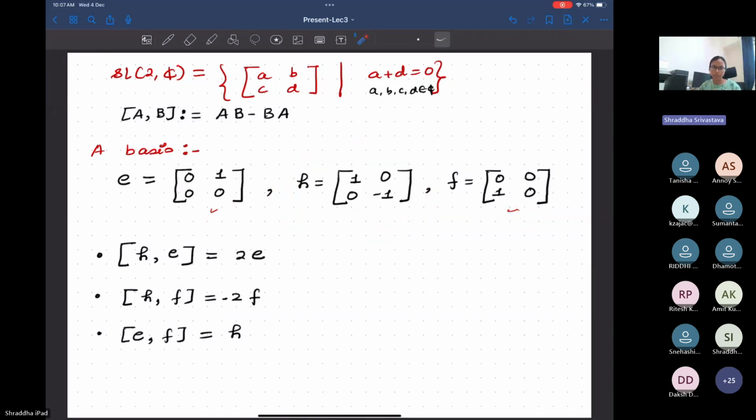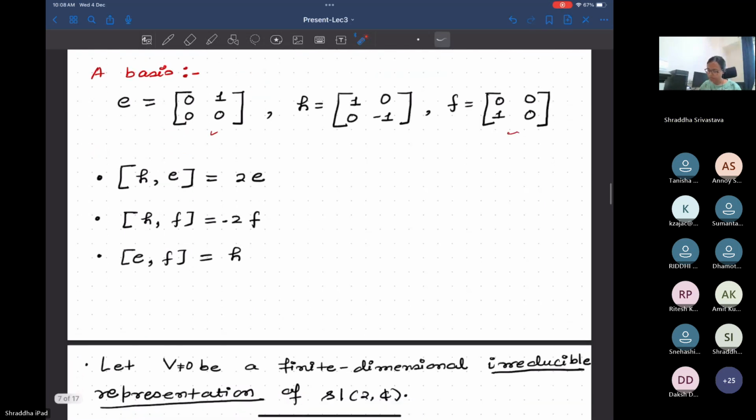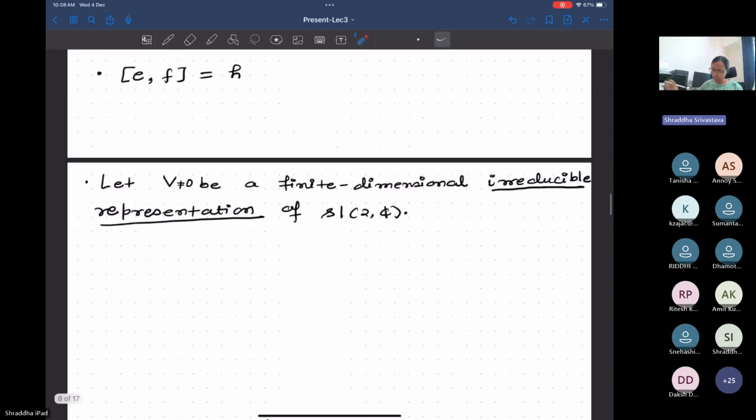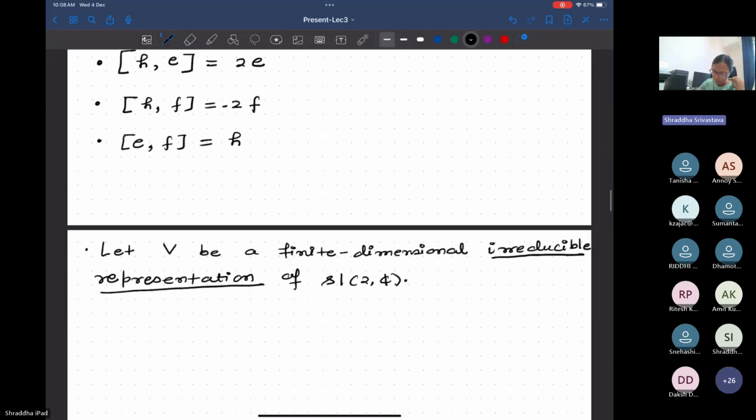So, in particular, there are differences between the non-zero... these are non-zero nilpotent matrices, in fact. Okay, so I'm going to move on to the representation theory part. So let us start with a non-zero finite dimensional irreducible representation. Of course, irreducible representations are non-zero, so I don't have to say this.